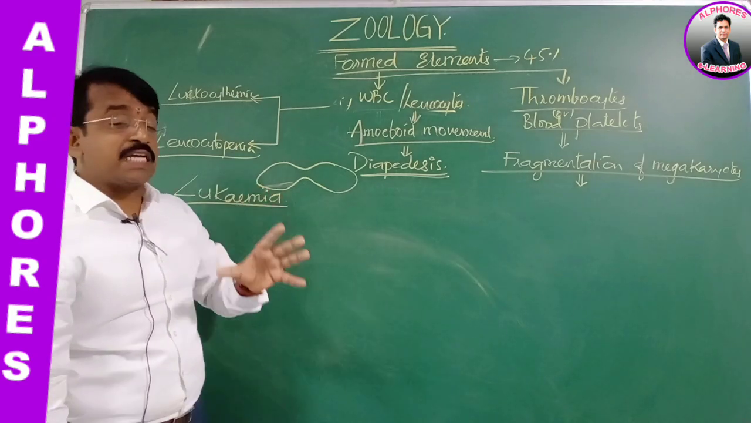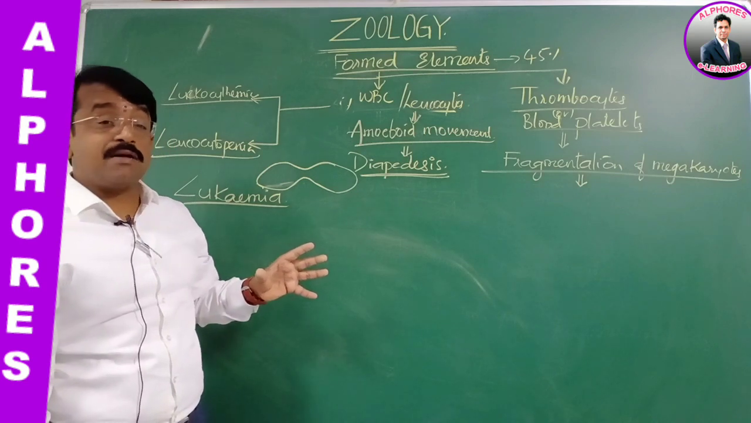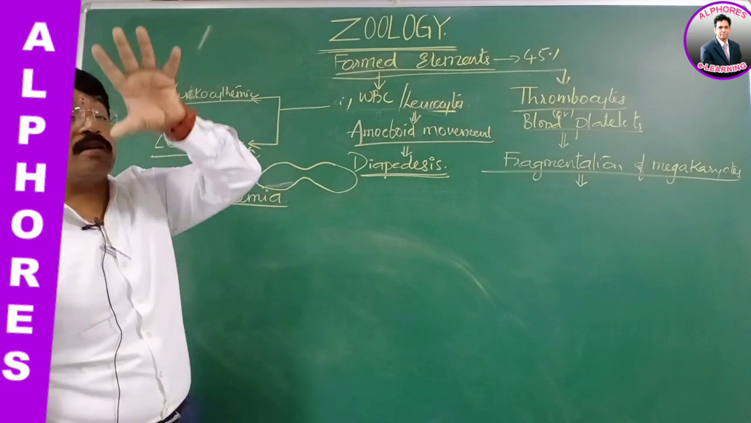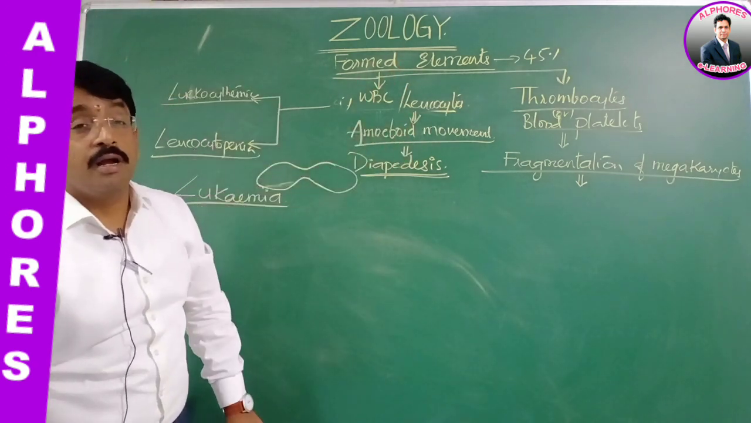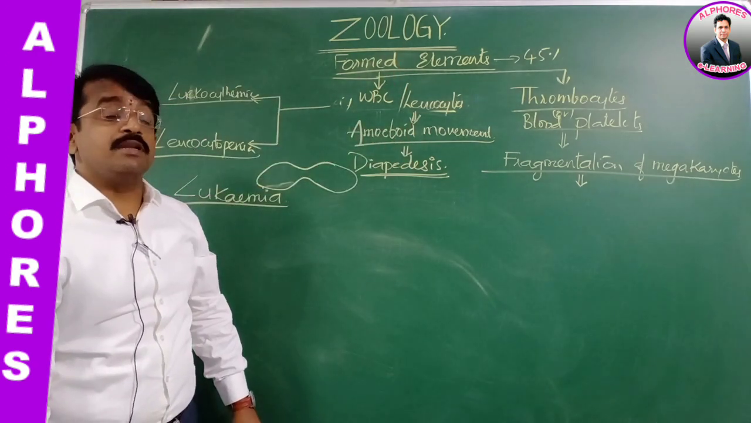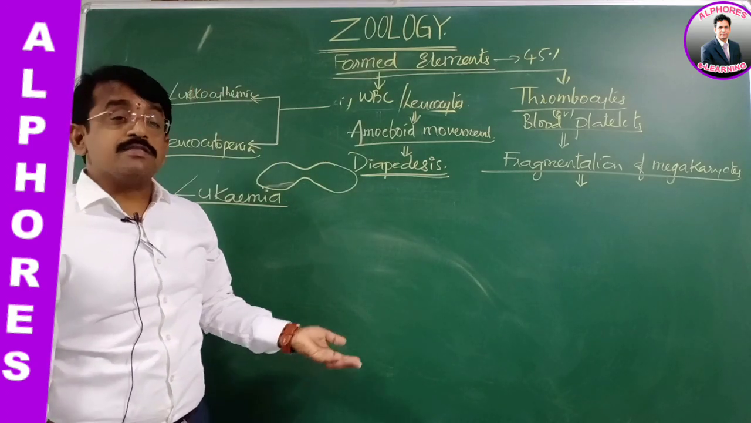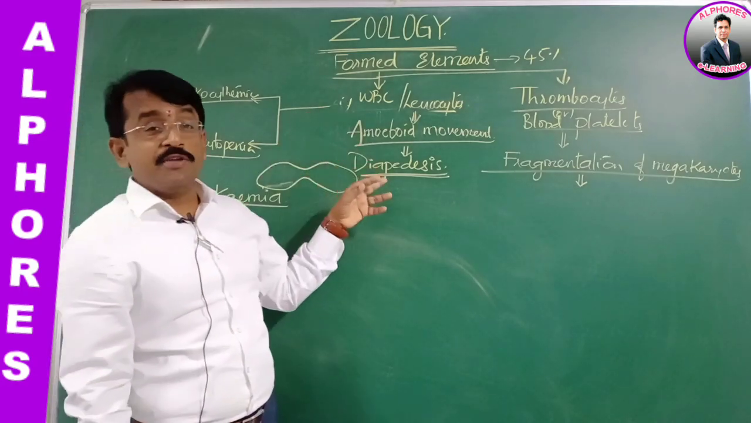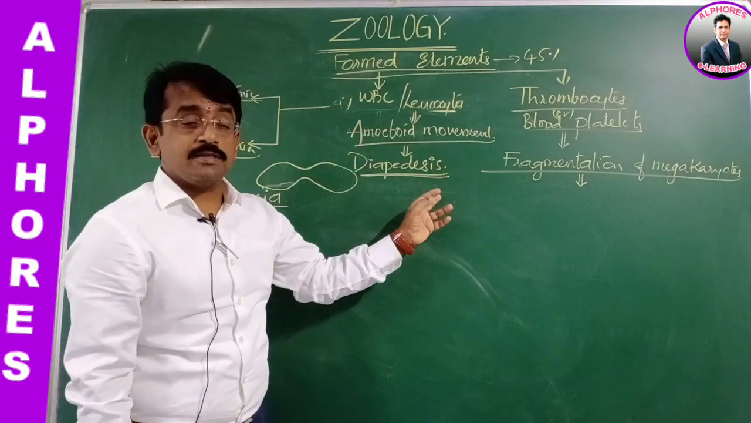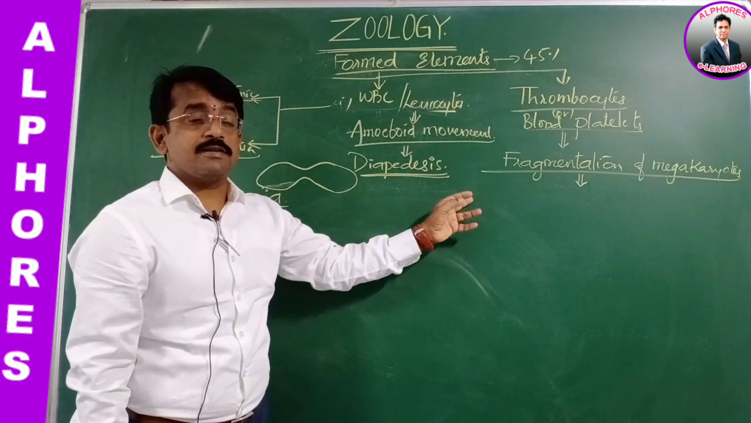A decrease in the number of RBCs is erythrocytopenia, and an increase in the number is erythrocythemia, or polycythemia. A condition we have seen is when somebody reaches high places, the number of RBCs increases. And WBCs: granulocytes and agranulocytes. Granule-containing are granulocytes, without granules are agranulocytes.